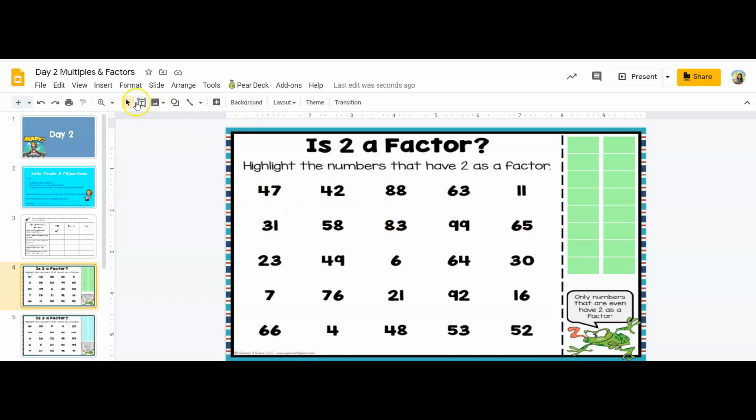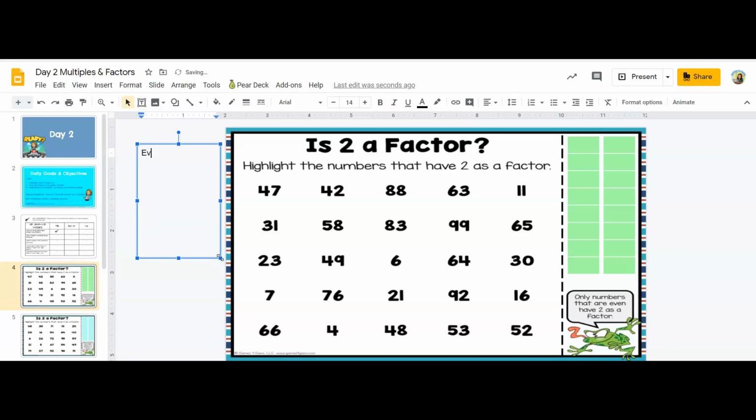2 is a pretty easy one. The only factors of 2 are numbers that are even. So even numbers are numbers that end in 0, 2, 4, 6, or 8. So any number that ends in a 0, 2, 4, 6, or 8 is an even number, which means it is divisible by 2. If it is an odd number, 1, 3, 5, 7, and 9, if it ends in one of these numbers, however, it is not divisible by 2.